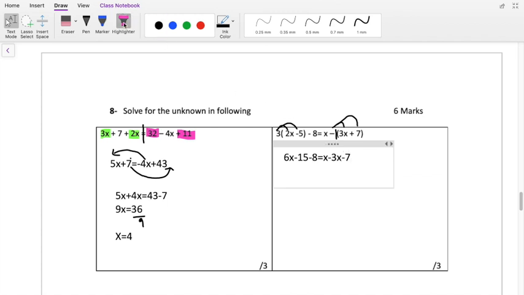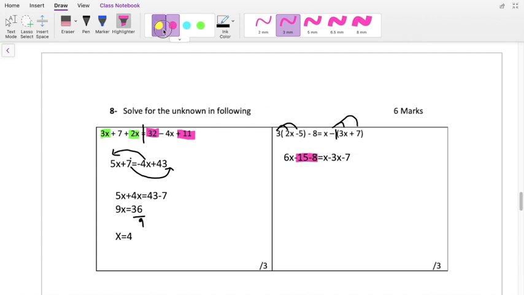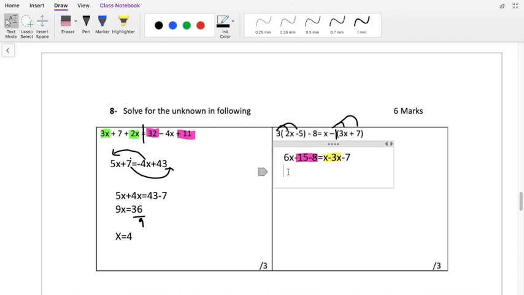Then we have to collect our like terms. So let's highlight our like terms. On this side it's these two. On this side it's these two. So let's figure out what we have then. So we have 6x is going to be the same. And then it's going to be negative and negative is more negative. So it'll be negative 23 equals the x in minus 3x. So equal 2x, and the minus 7 is just hanging out.